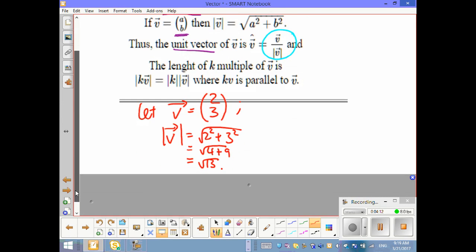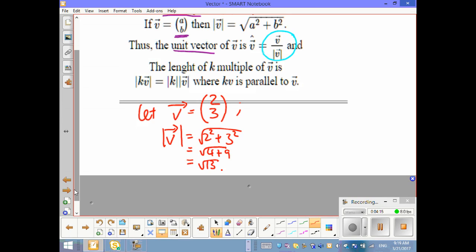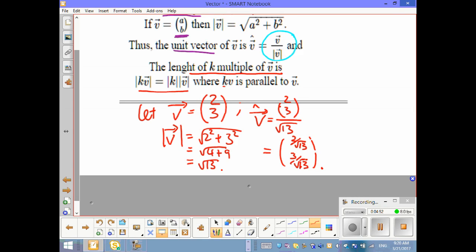And the unit vector can be written, usually with a hat on top. So this will be just 2, 3 divided by square root of 13. My answer, that is a unit vector. The length of k multiple of v is simply written this way, and kv in this case is parallel to v, for example. So that means these are in the same direction.